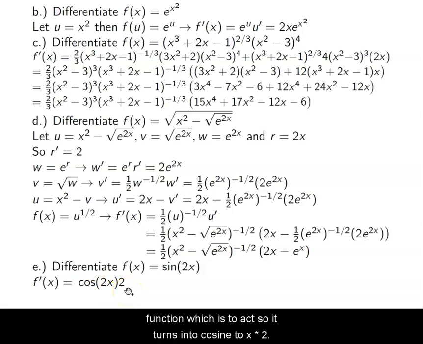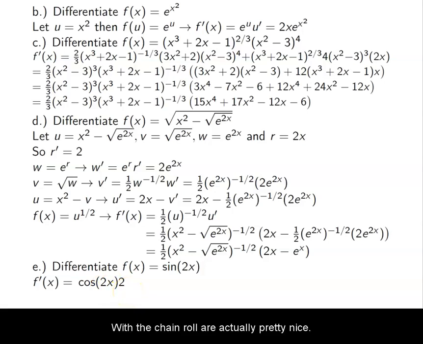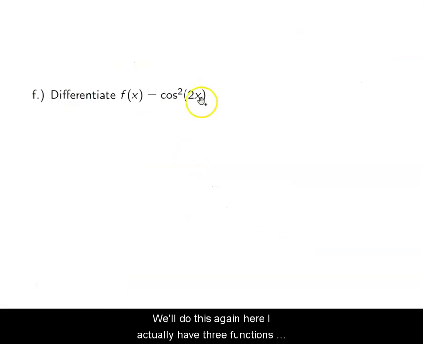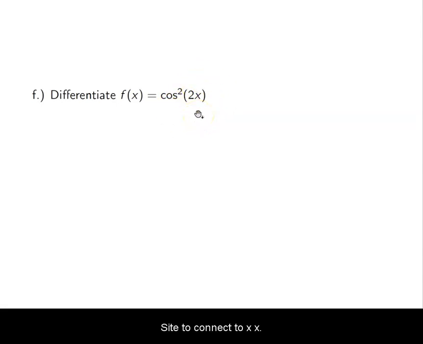Okay, trig functions with the chain rule are actually pretty nice to do. So I move that to the front. We get 2 cosine 2x. We'll do this again. Here I actually have 3 functions, right? I have a square function, I have a cosine function, and a 2x function. Sorry, a 2 times x function.